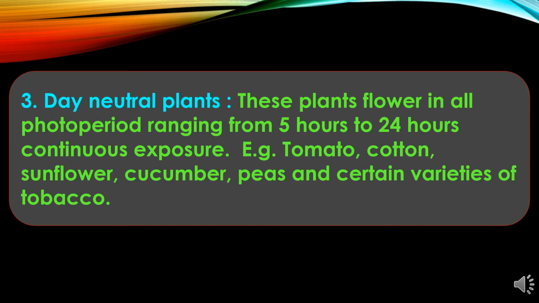Third type of plants are day neutral plants. These plants flower in all photoperiods ranging from 5 hours to 24 hours of continuous exposure to light, like tomato, cotton, sunflower, cucumber, peach, and certain varieties of tobacco.